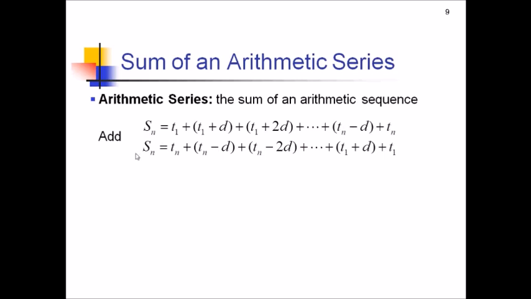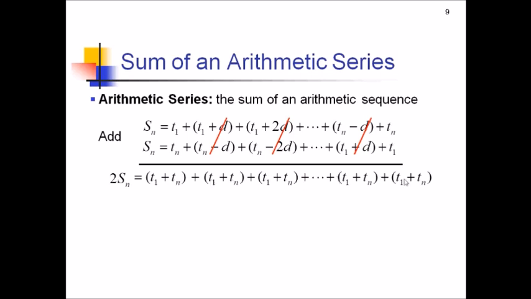If I take this list and I add it to the first list, which is identical, it's just a different order, well, on the left side, now I have 2 times whatever the original sum was. On the right side, look what's going to happen here. T1 plus Tn is just going to be T1 plus Tn, but in the next set here, these d's are going to cancel. And so are the 2 d's. And so are the minus d and the d over here, and all the d's in between. So that I really just have T1 plus Tn plus another T1 plus Tn plus another T1 plus Tn all the way till the end of the list.